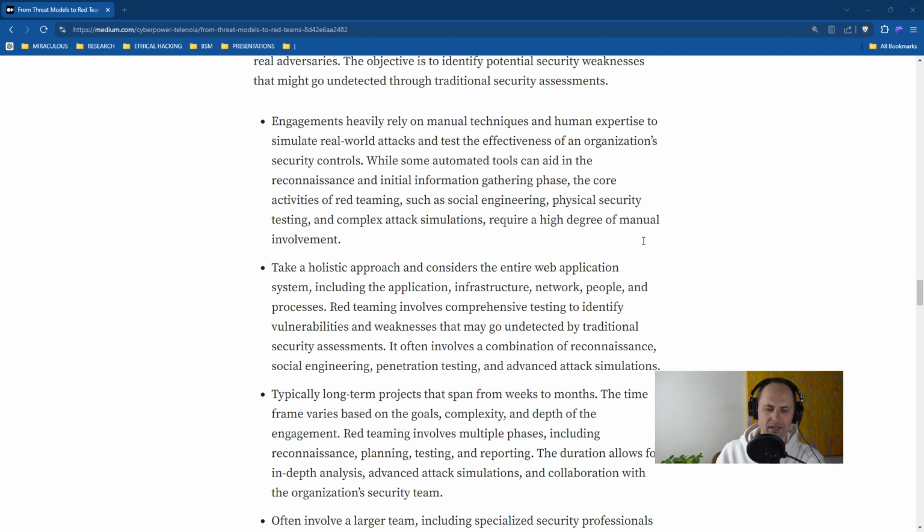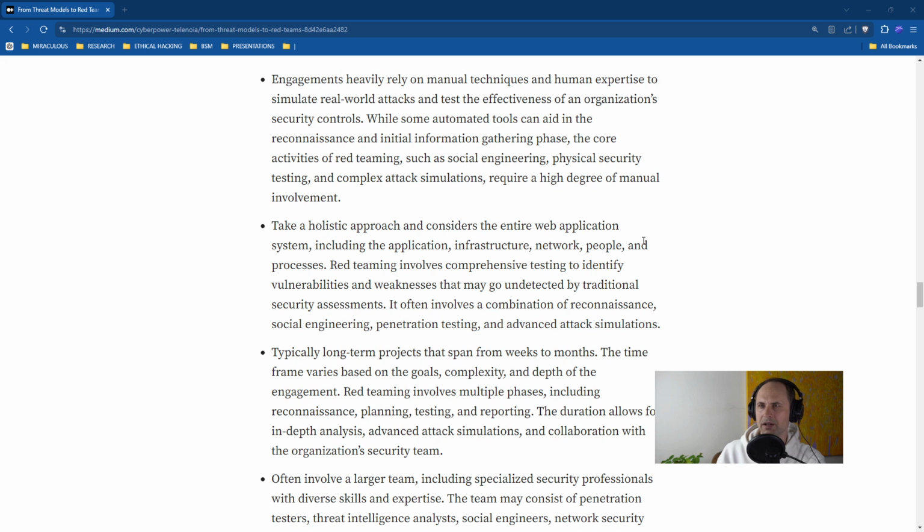Points of red teaming. Engagements heavily rely on manual techniques and human expertise to simulate real-world attacks and test the effectiveness of an organization's security controls. Some tools can aid in the recon and initial info gathering phase. The core activities of red teaming, such as social engineering, physical testing, and complex attack simulations, require a high degree of manual involvement.